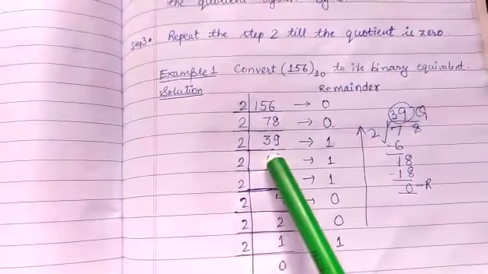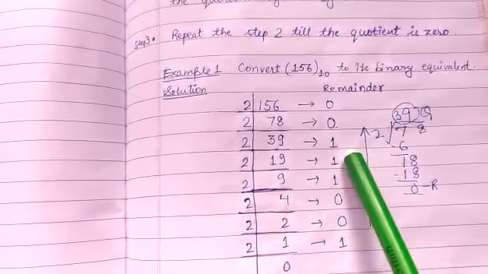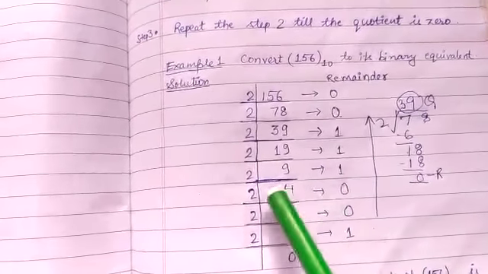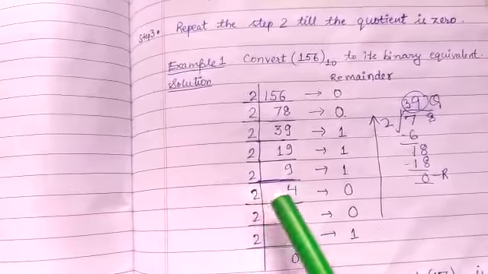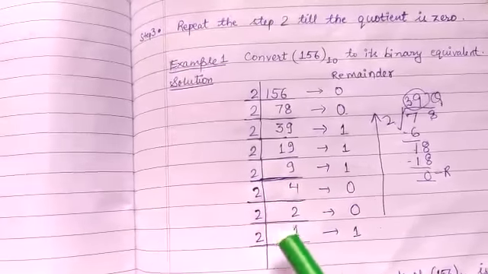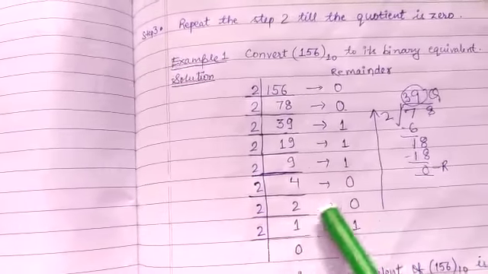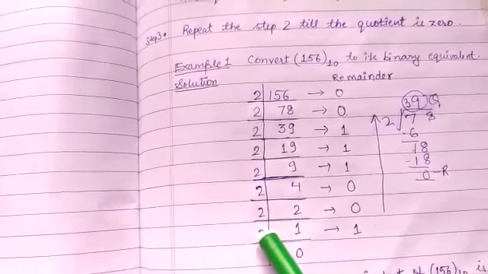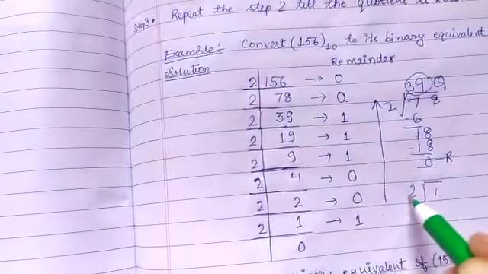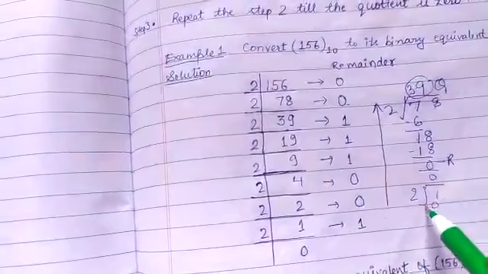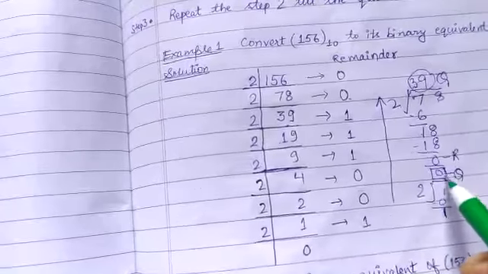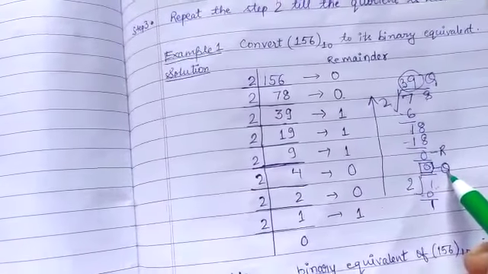When you divide 19 by 2, 9 will be quotient, 1 will be remainder. When you divide 9 by 2, 4 will be quotient, 1 will be remainder. Then after dividing 4 by 2, 2 will be quotient, 0 will be remainder. When you divide 2 by 2, 1 will be quotient, 0 will be remainder. Now check out. When you divide 1 by 2, do you remember the division? If you divide 1 by 2, so 2 zeros are 0. So what you will get? 1. Now this time, this is the quotient which has become 0. So now we will stop the process.